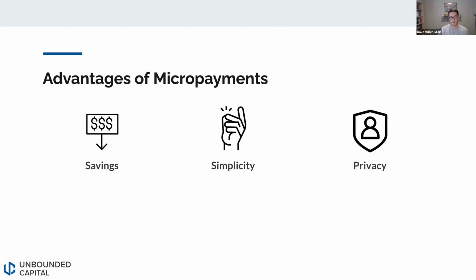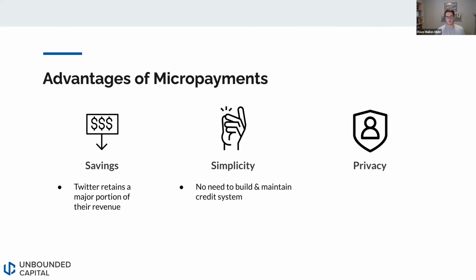So what are some of the advantages of this type of implementation? The main thing, obviously, savings. Twitter would retain a major portion of the revenue that otherwise would be lost to transaction fees. Like I said, that's in the range of $100 million plus per year. It's also much more simple. You don't need to build and maintain a credit system to track who's bought which articles per month and then bill them at the end of the month.